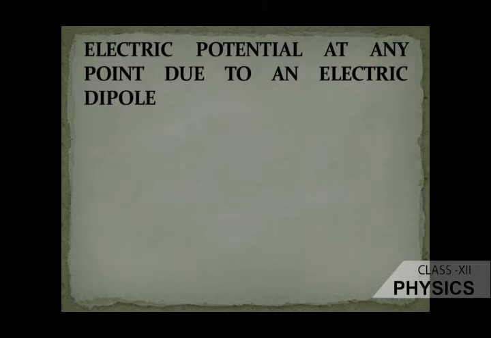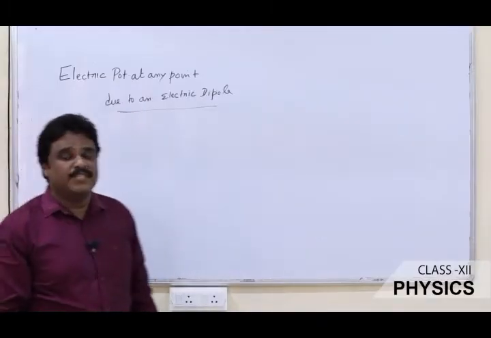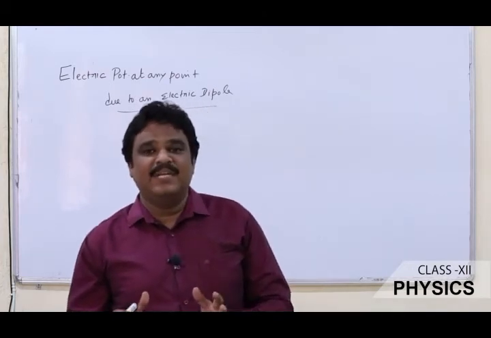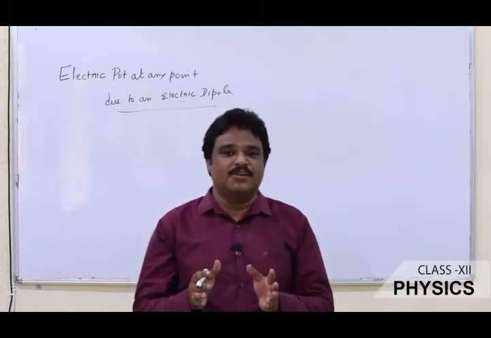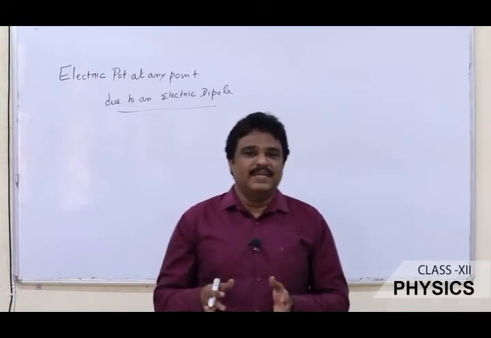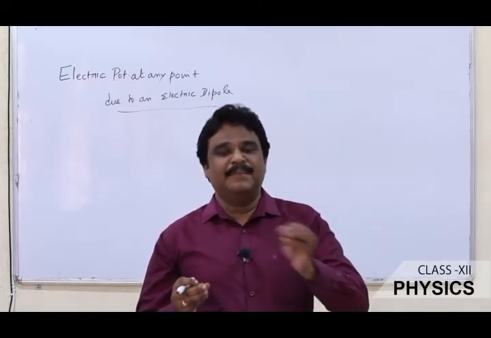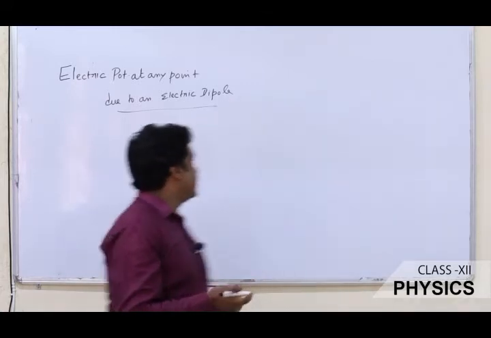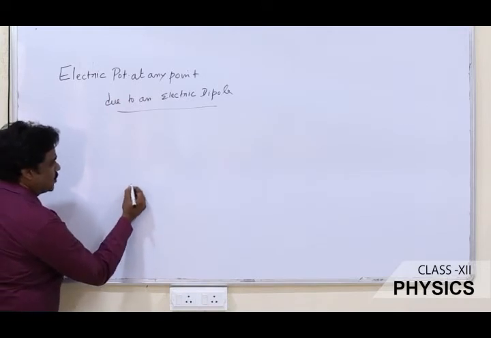You know what an electric dipole is. I think we derived the expression for the electric field due to a dipole also. Similarly, we are going to derive the expression for potential due to a dipole. But the location is any point. This means the point is not on the axial line, and not on the equatorial line. If we get the expression for any point, then by putting in some cases, we can get the values for axial and equatorial. So let us start.